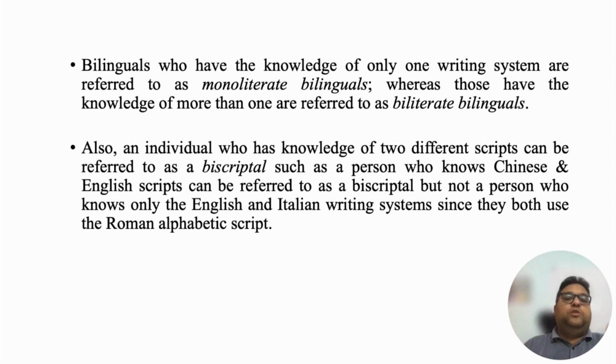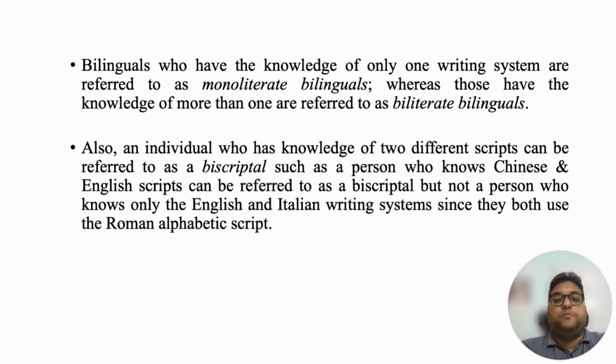But given that I know Hindi, English, and Urdu, and maybe a couple of other languages, and I'm at least aware of the ability of reading and writing in Hindi and English, I would be referred to as a biliterate bilingual. So if you know reading and writing in at least two languages, you are a biliterate bilingual. If you know reading and writing in only one language, then you are a monoliterate bilingual, and I hope that is relatively clear now.